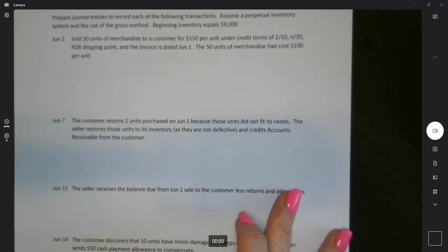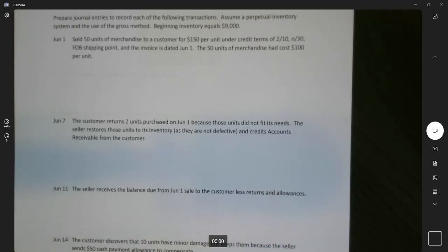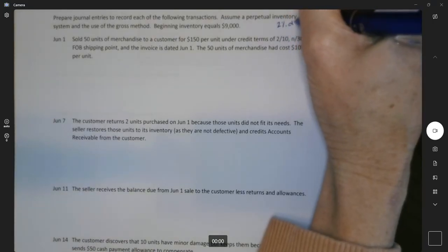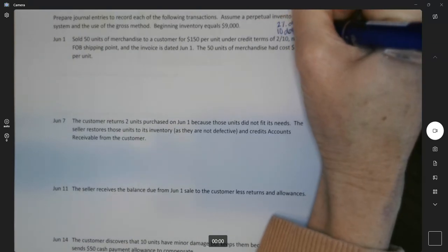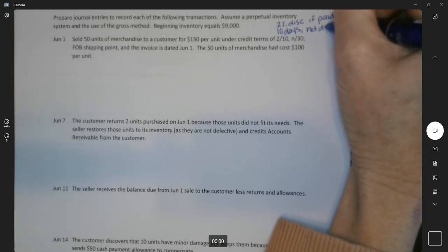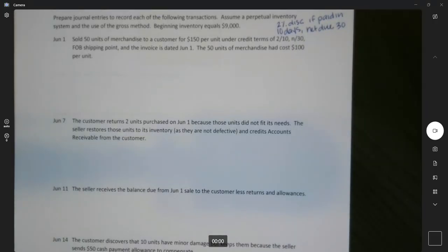We'll prepare journal entries to record each of the following transactions under the perpetual inventory system, and they gave us detail on beginning inventory. But on June 1st, we sold 50 units of merchandise inventory to a customer for $150 per unit under credit terms of 2/10, n/30, so 2% discount if paid in 10 days. Otherwise, net due in 30. FOB shipping point, and the invoice is dated June 1st. The 50 units of merchandise had cost $100 per unit.